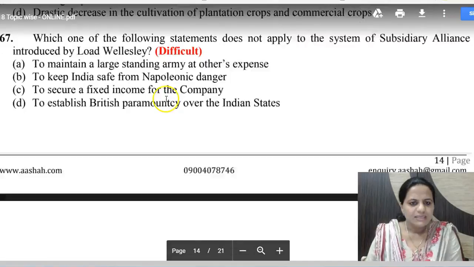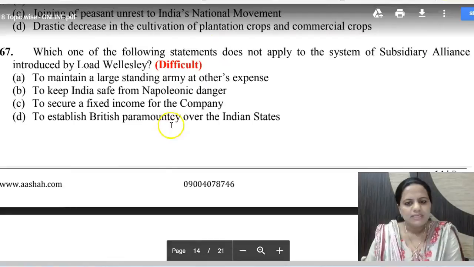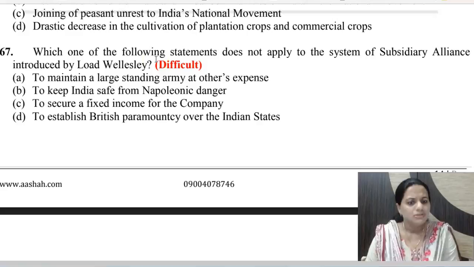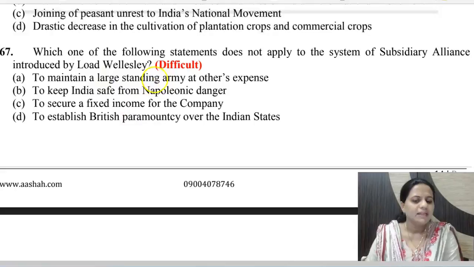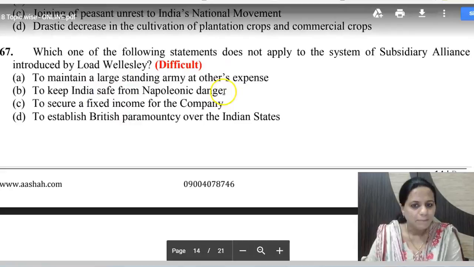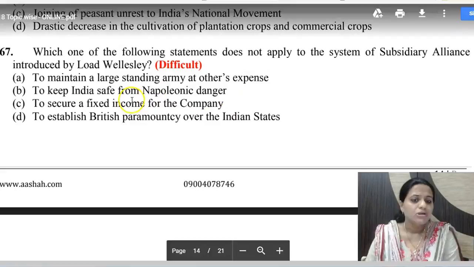Then next is, which of the following statements does not apply to the system of subsidiary alliance introduced by Lord Wellesley? Subsidiary alliance is also a very important topic in modern Indian history. It was introduced by Lord Wellesley. Everybody knows about it. But the difficulty in this question is that it says one of the aspects does not apply. It maintained a large standing army at others' expense. Of course, this was true. It was to keep India safe from Napoleonic danger. Whether it was true or not can't be said. To secure a fixed income for the company, it did not talk directly about any income. And to establish British paramountcy over Indian states is correct.